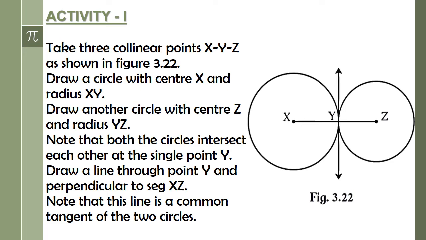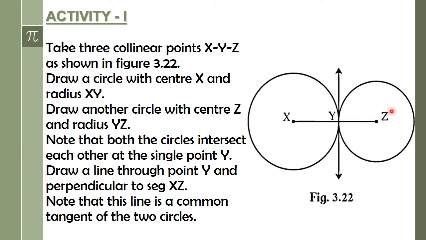Okay, so this is activity 1. The activity says take three collinear points x, y, z. Okay, that means they lie on the same line as shown in figure 3.22. You see these points x, y, z are collinear, and x is the center of this larger circle and z is the center of the smaller circle. Now draw a circle with center x and radius xy. So the larger circle, the radius is xy, and for the smaller circle, the radius is zy or yz.